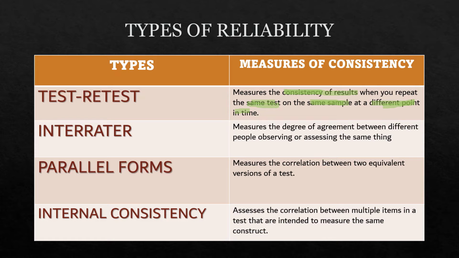Third is parallel forms. It measures the correlation between two equivalent versions of a test. You use it when you have two different assessment tools or sets of questions designed to measure the same thing. And lastly is internal consistency. It assesses the correlation between multiple items in a test that are intended to measure the same constructs.